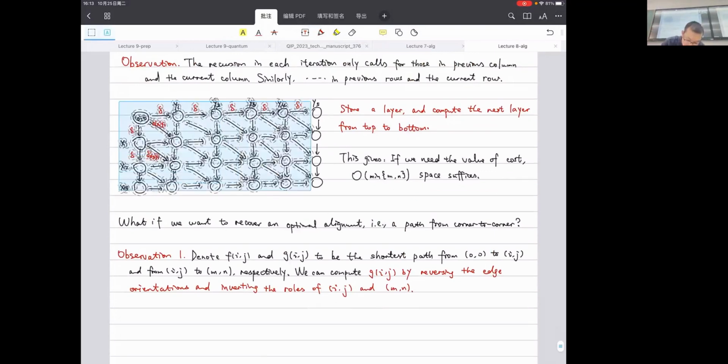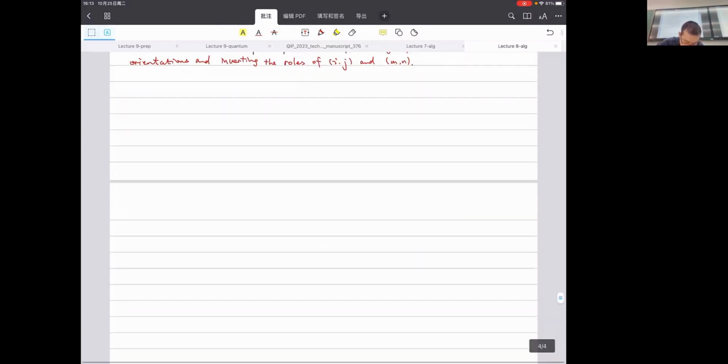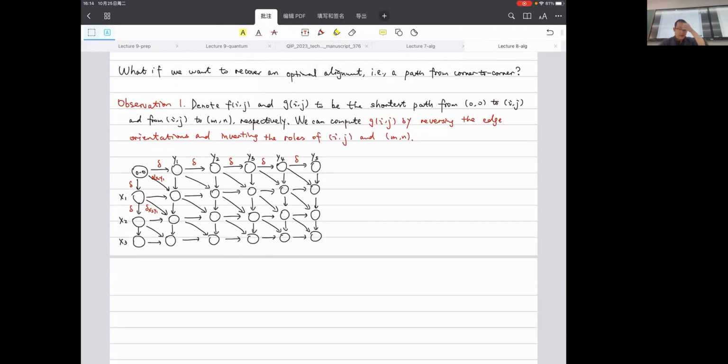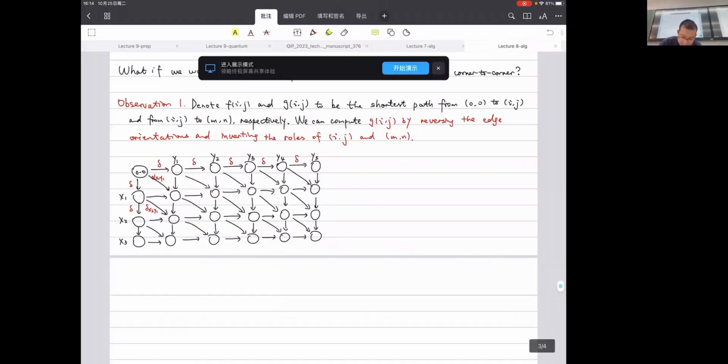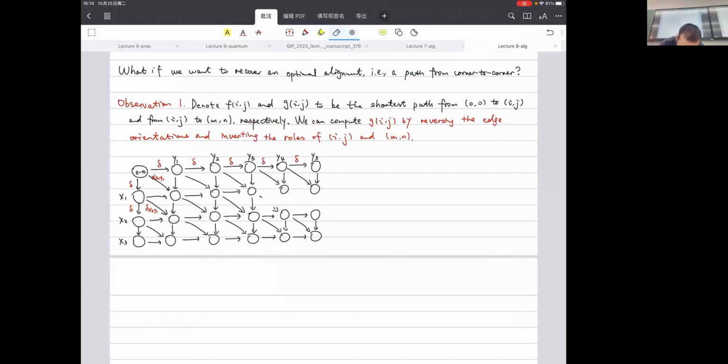Let me give an example of what this observation is. Let me see whether this can be continued on this page. Oh, good. Okay. So assume that this is the (i,j) that we are currently concerned with. F_ij is the optimal path from (0,0) to (i,j) here. And this is relatively clear. By definition, the value of G_ij is, we consider this is the (i,j) point, and we want to figure out an optimal path from (i,j) to (m,n). But on the other hand, you can also regard this as a problem where you erase all these edges and replace them with the reverse direction. So you can consider it like this.